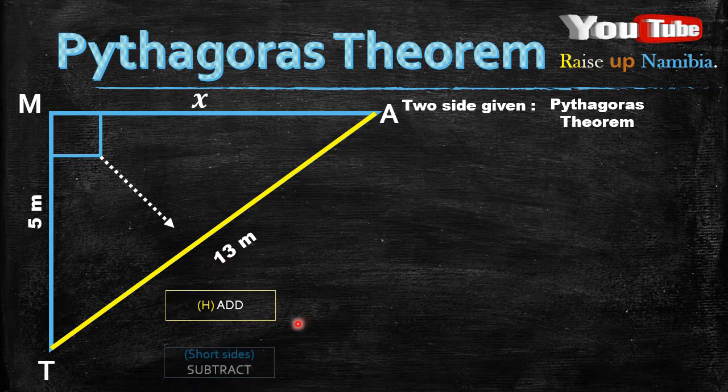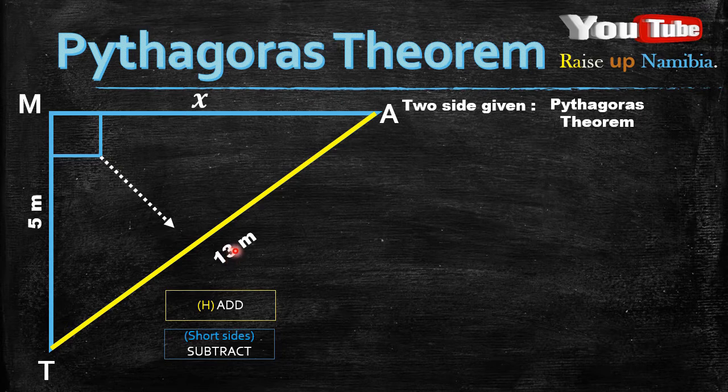Now, remembering the properties from the previous slide, I told you if you are looking for the hypotenuse, you add the two short sides. Now, what happens when you are looking for one of the short sides? You subtract. Let me explain to you how you subtract. In this case, we are given the short side, which is MT, 5 meters. You square that 5 meters and you subtract it from 13 squared.